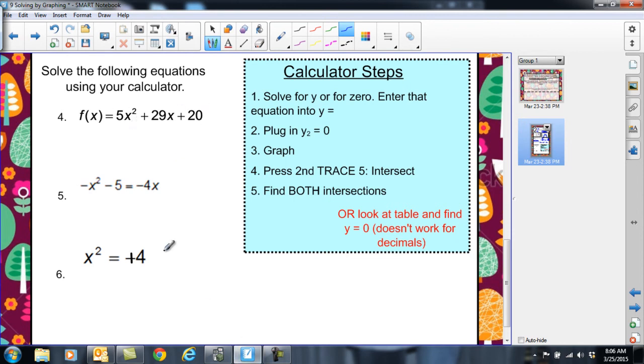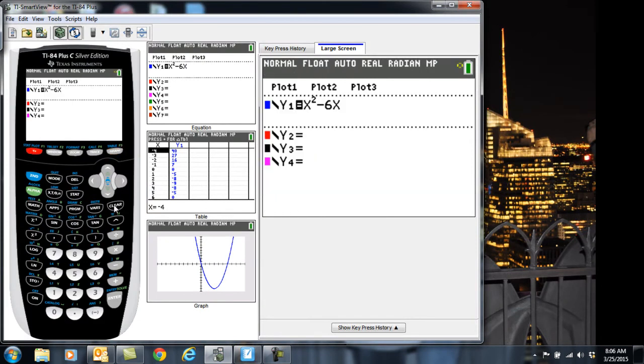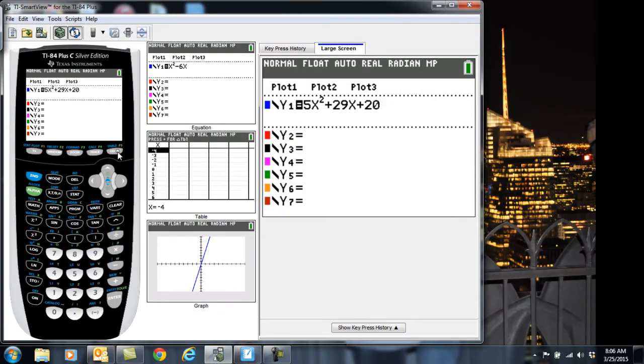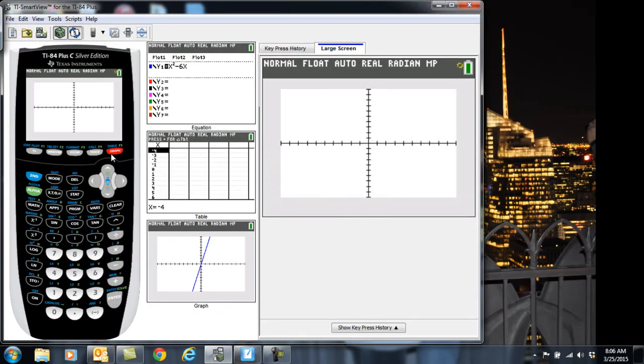We're going to type this equation into our calculator, 5x squared plus 29x plus 20. So we're going to go to y equals. So we have 5x squared plus 29x plus 20. Let me make sure I typed that correctly. And then we're going to graph it so that we can see what it looks like. You cannot see the entire parabola, but that's okay, we don't need to. What we need to see are these 2 points right here where it crosses the x-axis. It crosses the x-axis here and here, and those are the 2 points we wanted to see.